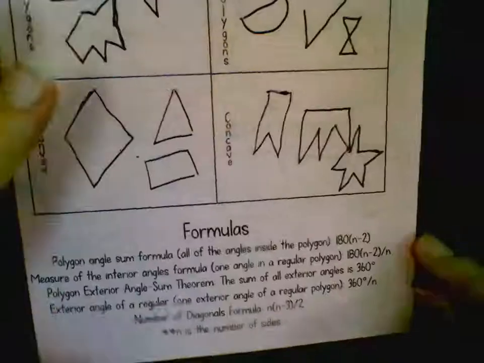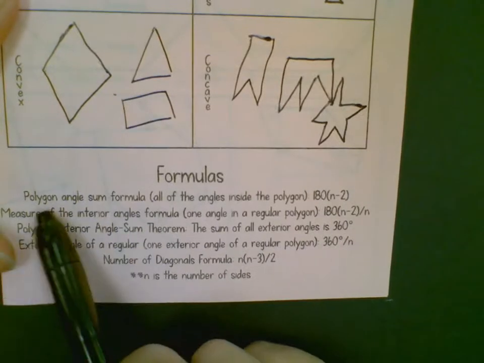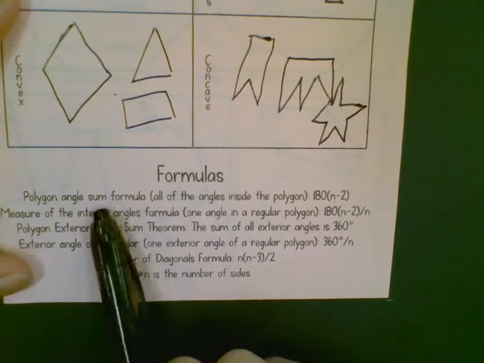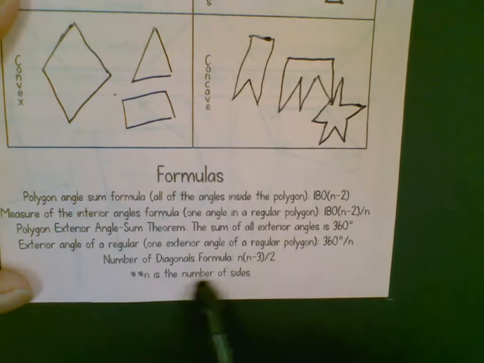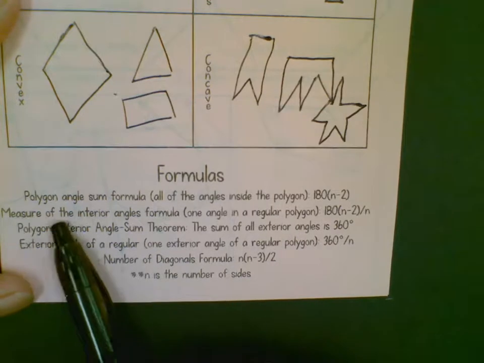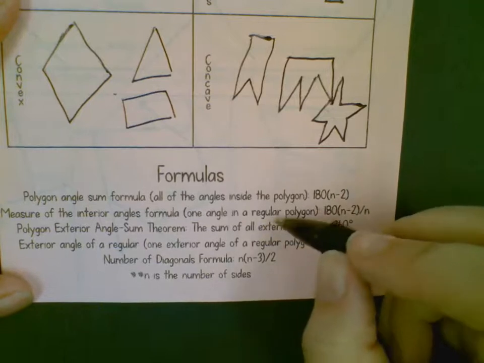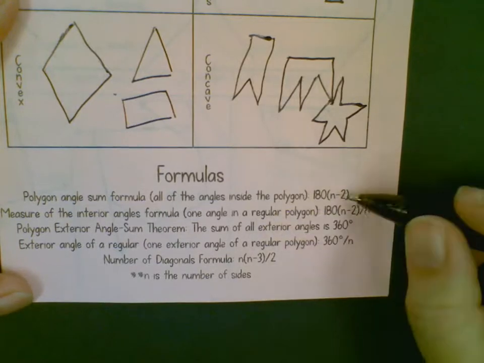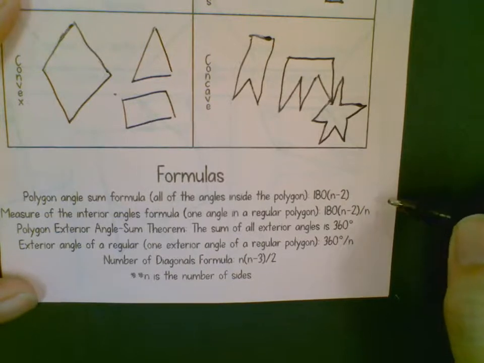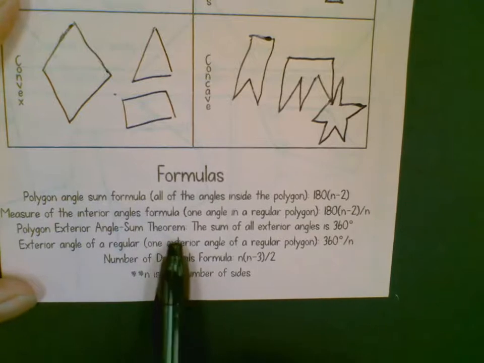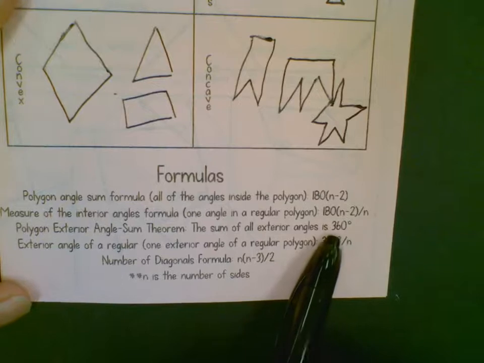So for the formulas at the bottom, these are giving a lot of different things. We have a lot of formulas. So the first one tells us the angle sum. So all of the angles that are inside a polygon. And that's 180 times n minus 2. And n is the number of sides. So if we're trying to find the measure of one angle inside a regular polygon, so it has to have all equal sides and angles, we do the 180 times n minus 2, but we divide that answer by n, the number of sides. So the exterior angle theorem says that if we have all the exterior angles, they're always, no matter how many sides, going to add up to be 360.